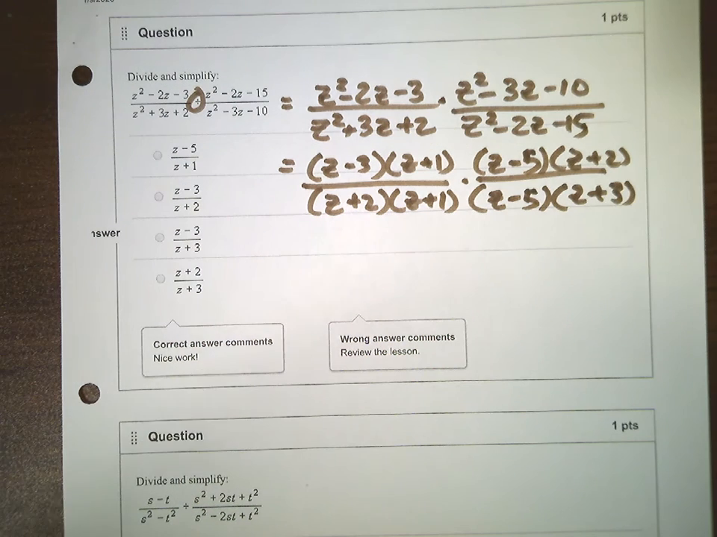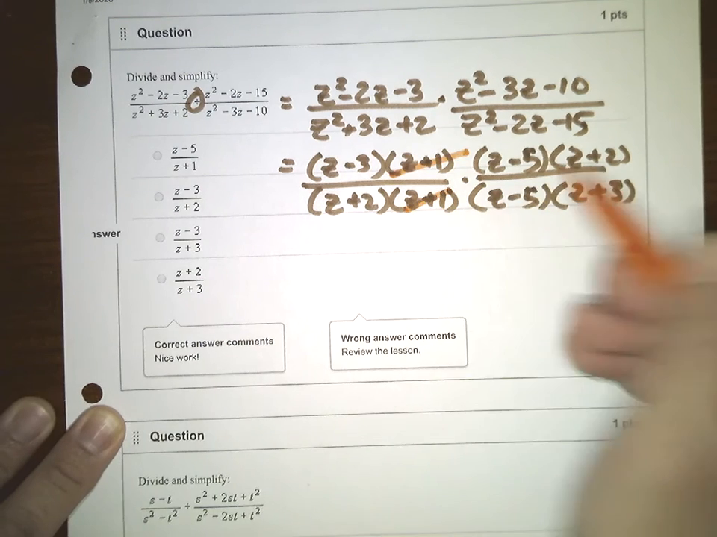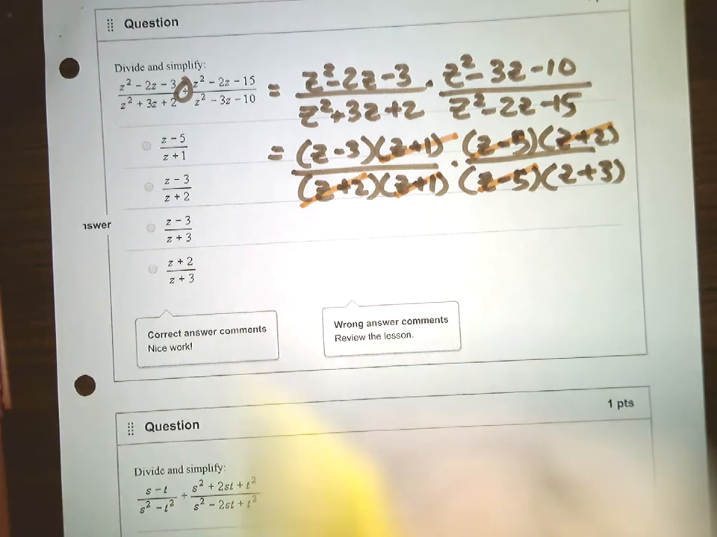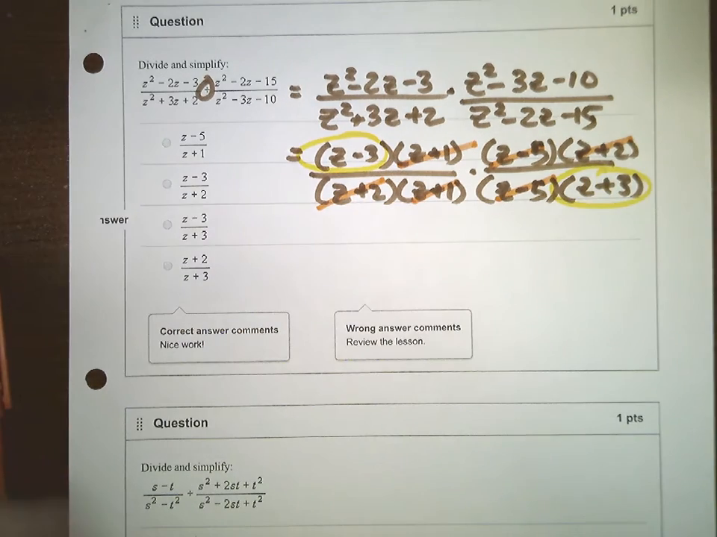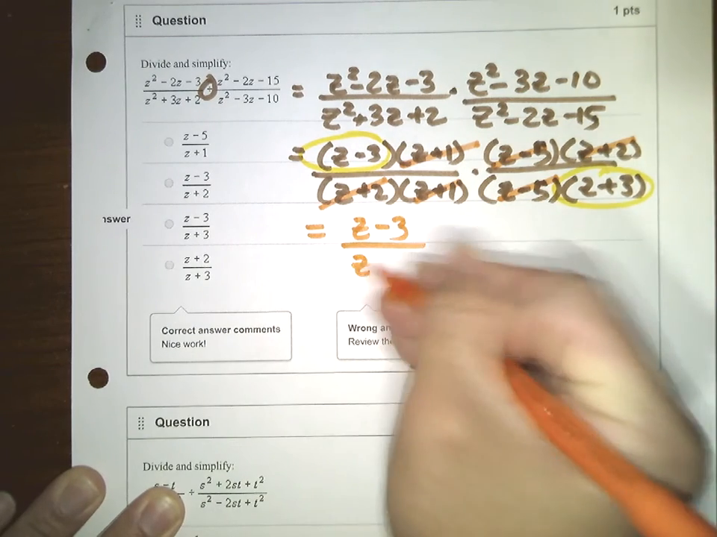And then let's go ahead and divide out the common factors here. So what do we have? z plus 1 divides out. z minus 5 divides out. z plus 2 divides out. So we're left with z minus 3 over z plus 3.